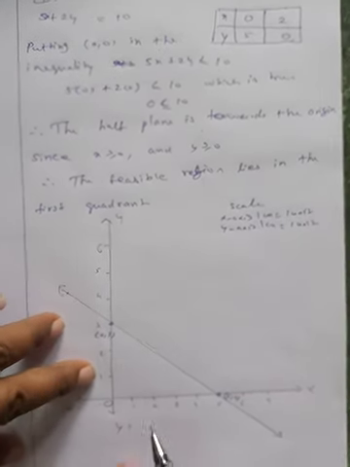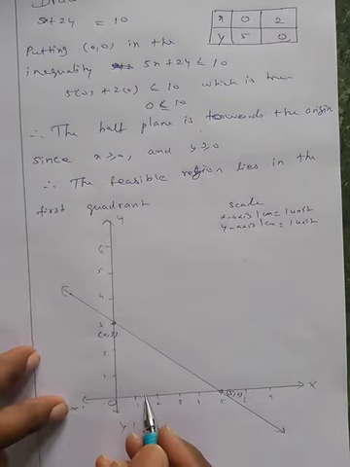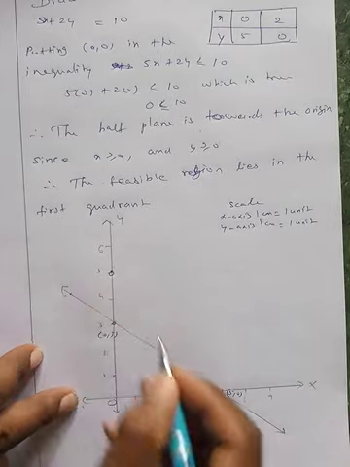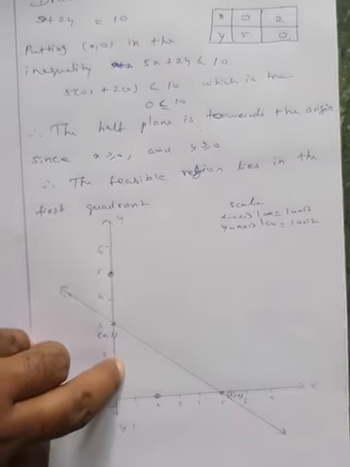Now draw the next line. The points are 0, 5 and 2, 0. 0, 5 is one point, and 2, 0 is another point. Now join these 2 points.